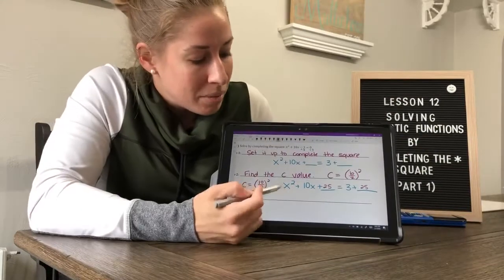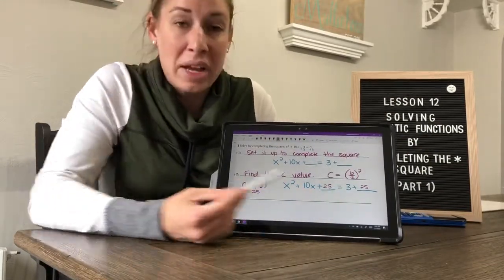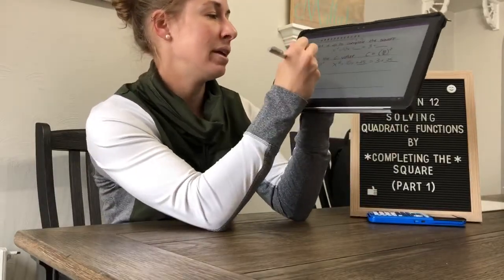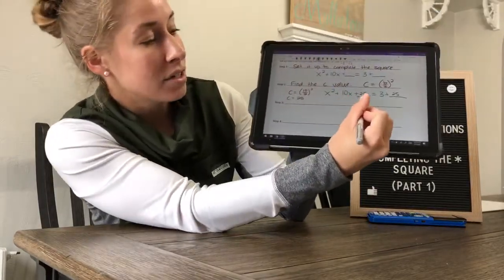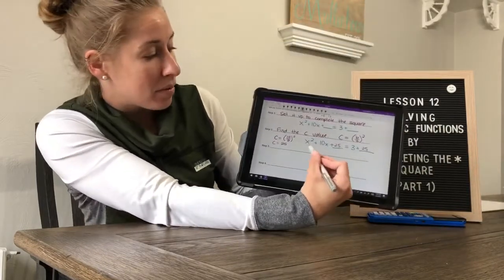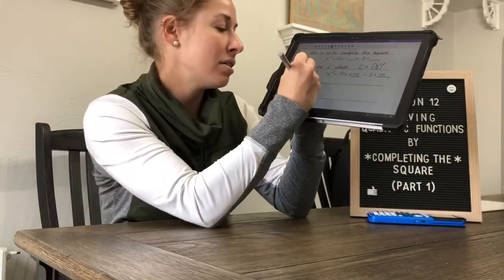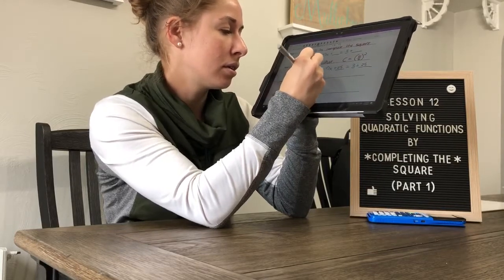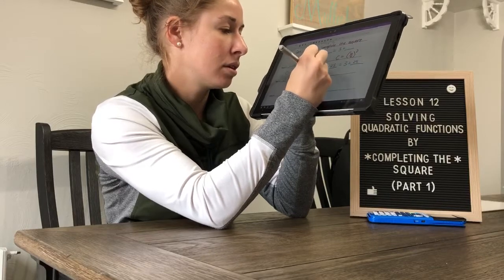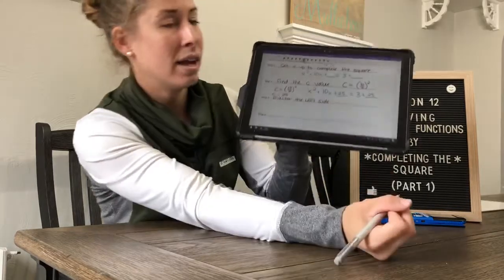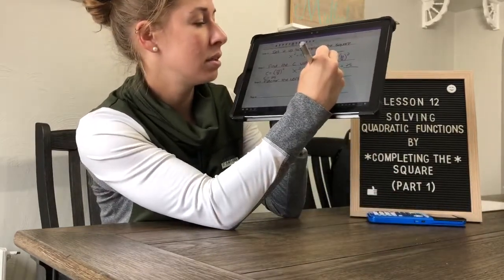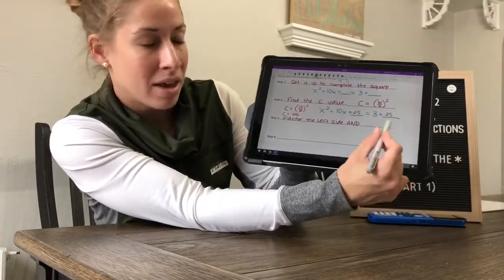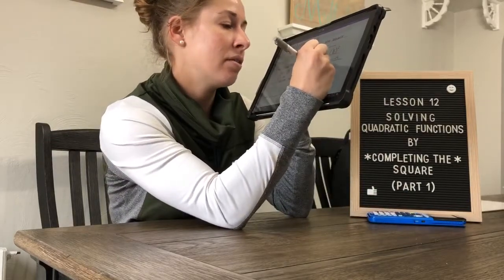Okay, so that's step 2, plugging in the c value. Step 3 is going to be to factor the left side, because we just made it a perfect square trinomial. So factor the left side, and simplify the right side. Basically do whatever math is over there on the right side.